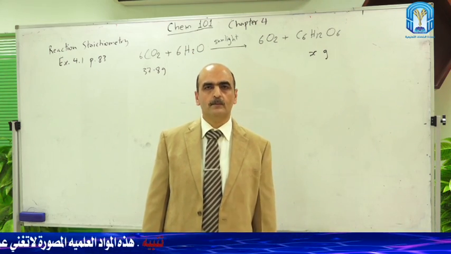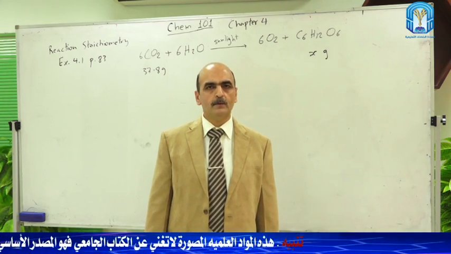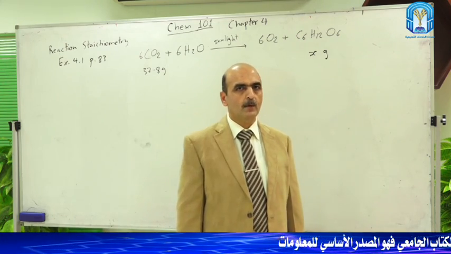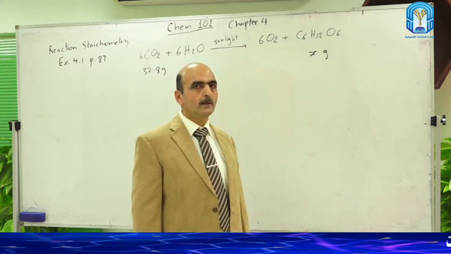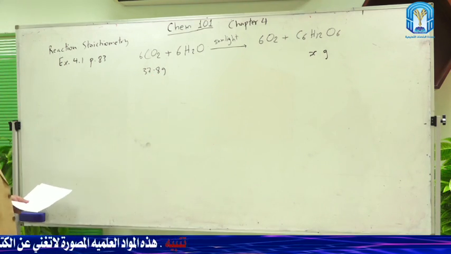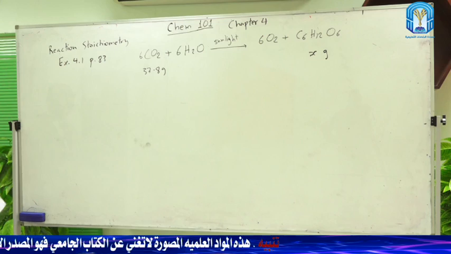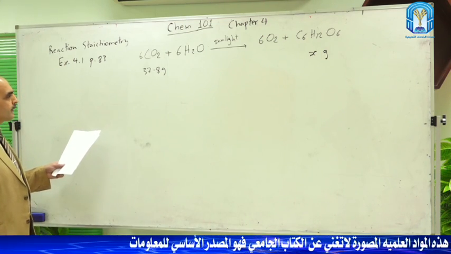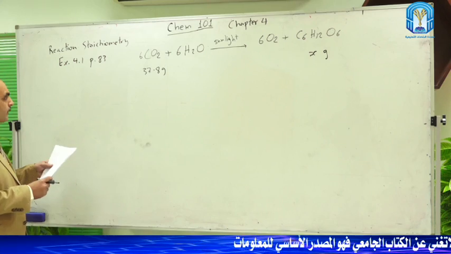I am going to explain chapter 4 in the course Chemistry 101. Chapter 4 is about chemical bonding and chemical reactions. First, I'm going to talk about reactions, stoichiometry, and I'm going to give an example about this topic.